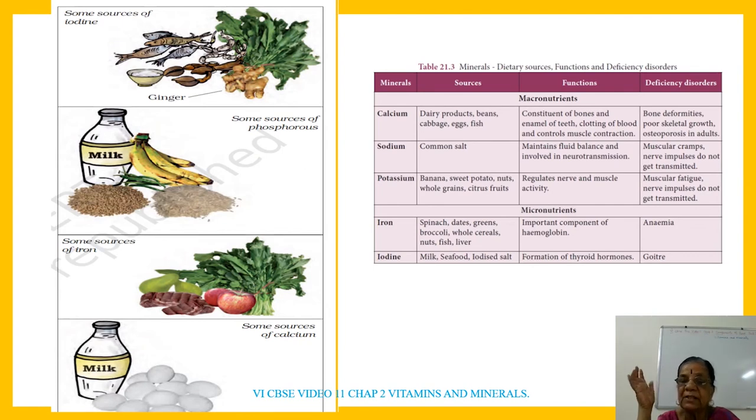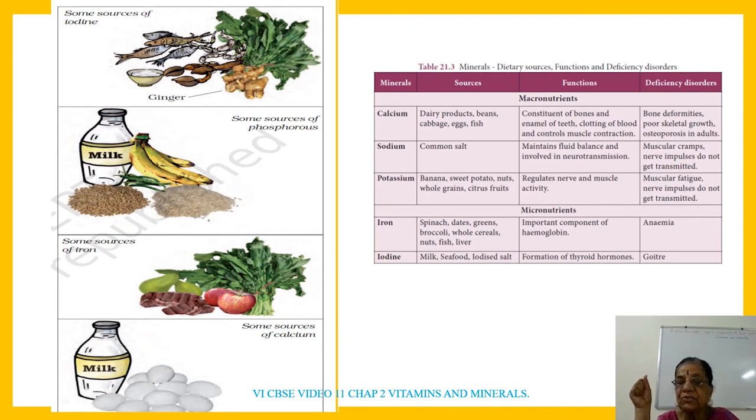neurotransmission. If we cannot walk, mainly if legs cannot move, that is mainly the moving of sodium and potassium ions. They have to be balanced. So when these sodium and potassium ions are moving in and out of the cell, as much sodium goes out of one cell, that much potassium has to come in from the other cell. Right? So it maintains fluid balance and is involved in neurotransmission. And deficiency disorder: muscular cramp, nerve impulse does not get transmitted.